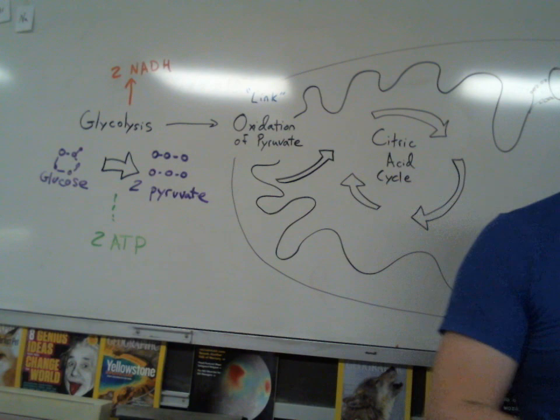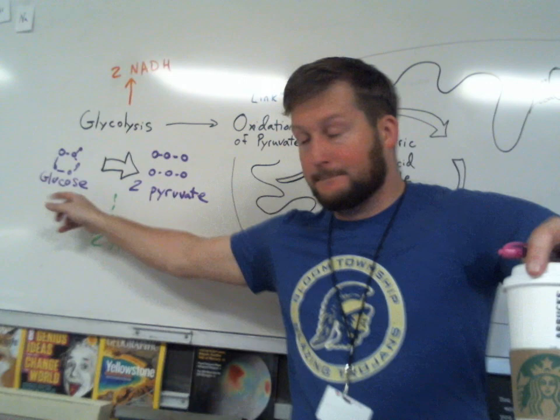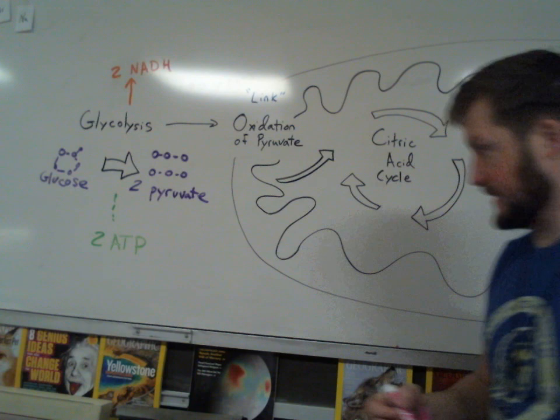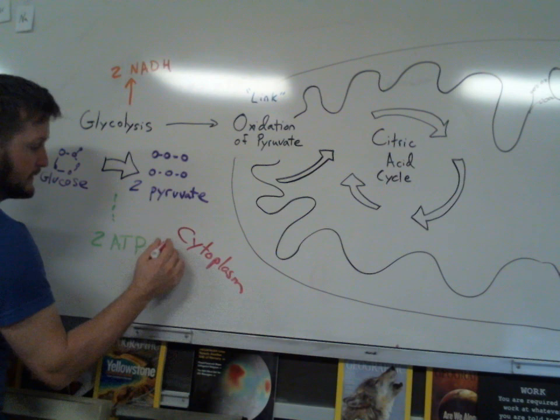So glycolysis, what do we start with? What do we end with? 2 pyruvate. And do we get a lot of energy out of this? No. Next question, where is this taking place? Cytoplasm.